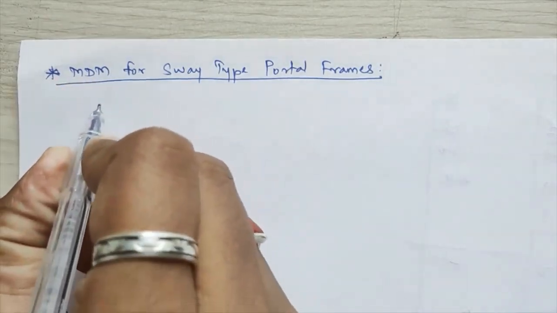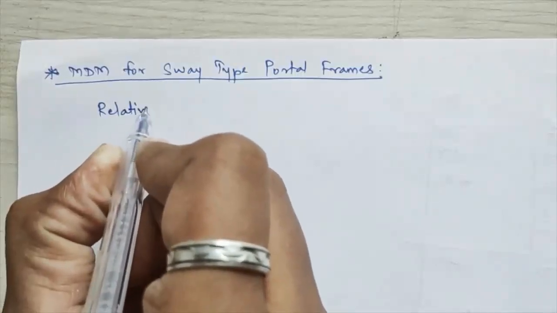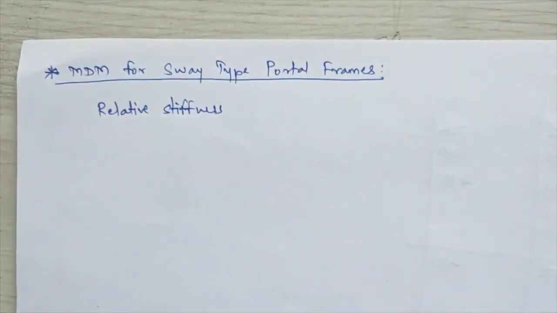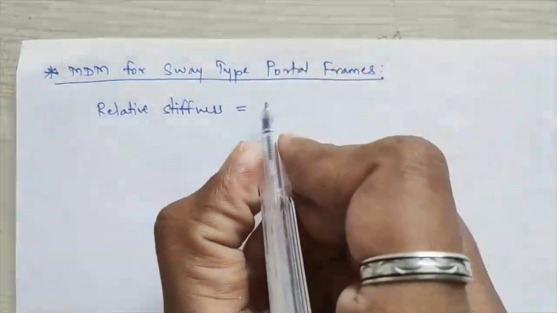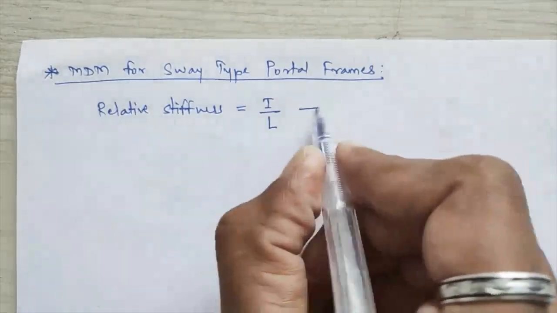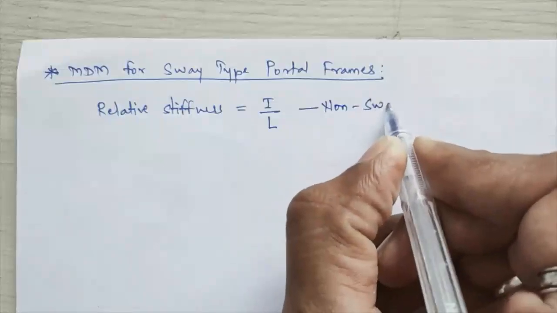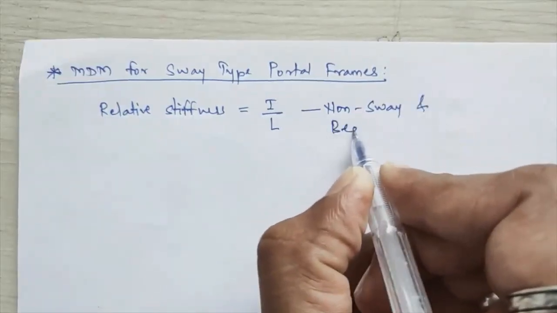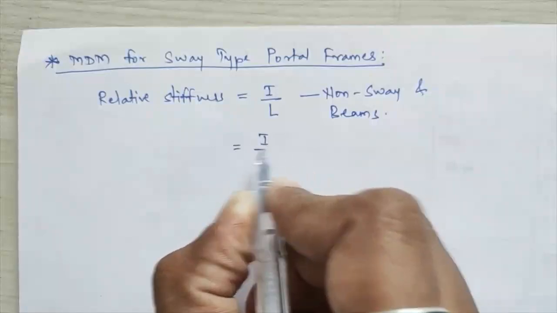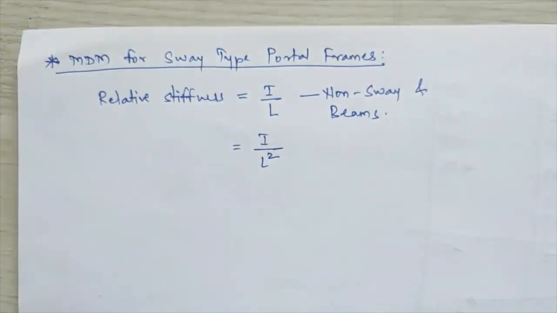You have to calculate the relative stiffness in a different way as compared to your non-sway frames. In non-sway frames, relative stiffness is the ratio of I by L, that is moment of inertia to length, which we use for beams and non-sway frames. But in case of sway type of portal frame, this quantity changes to I by L square. So remember that instead of I by L, you have to calculate the relative stiffness in terms of I by L square. For that, we are going to see three different cases further.